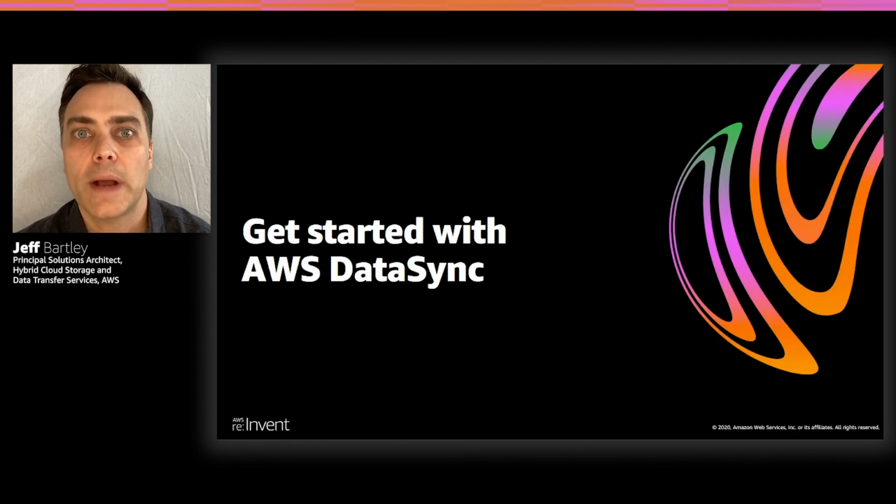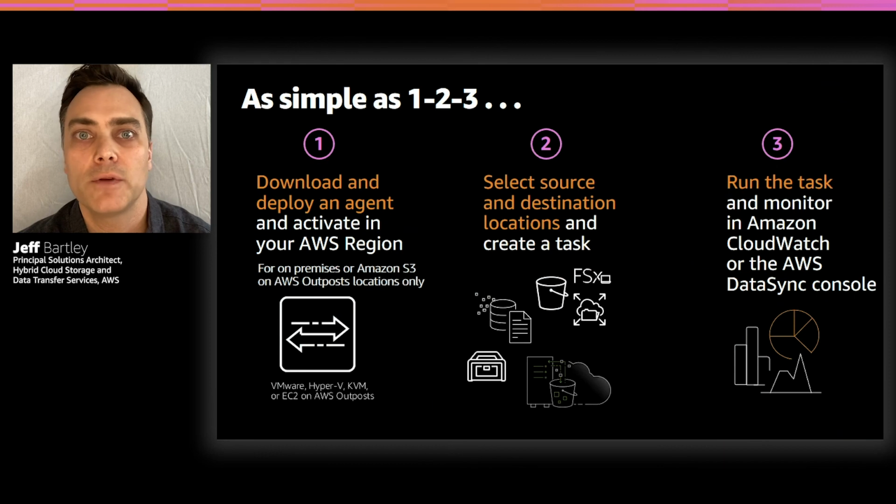All right, so let's wrap up with just a few things to get you started with DataSync. It really is easy as 1, 2, 3. If you're copying from your on-premises environment, you just download the agent, deploy it in your environment as a virtual machine, and then activate it. And once it's activated, you then create your locations, create your task, and hit go. Start copying your data, and then you can monitor that copy in CloudWatch or using the DataSync console in the AWS Management Console.